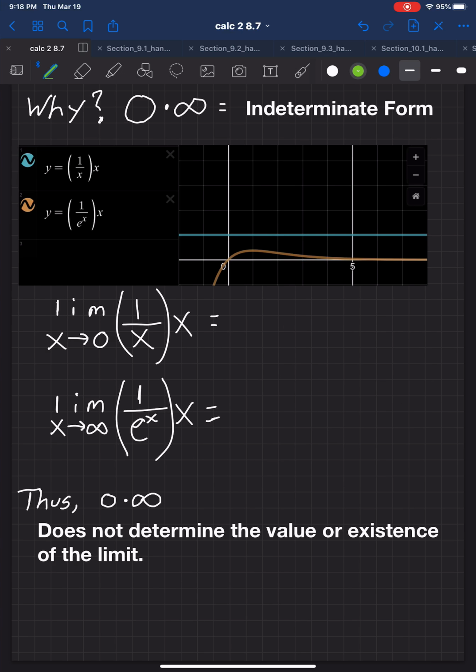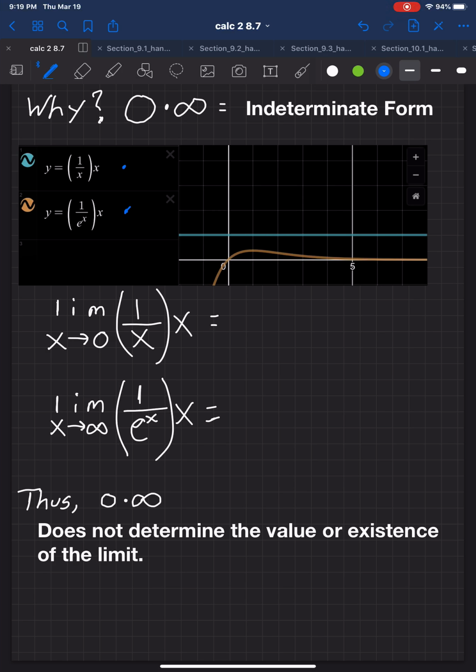Well, I do want to take a second and make sure I point out why something like 0 times infinity is indeed an indeterminate form. Because intuitively we would think that anything times 0 should be 0. So I'm giving you two different problems here. Okay? I have 1 over x times x, and I have 1 over e to the x times x.